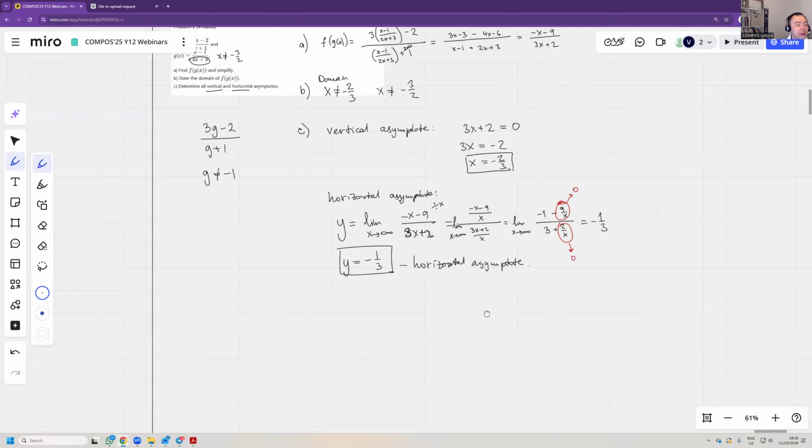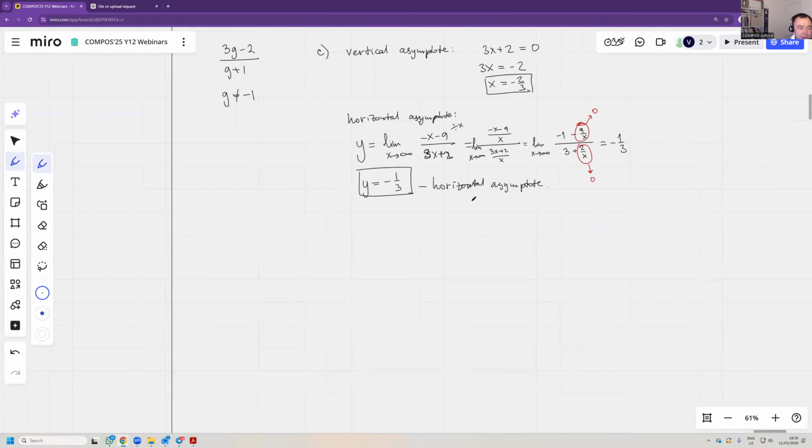Okay, and then we can start sketching the graph. So we have the horizontal asymptote, -1/3. We have the vertical asymptote, which is -2/3.